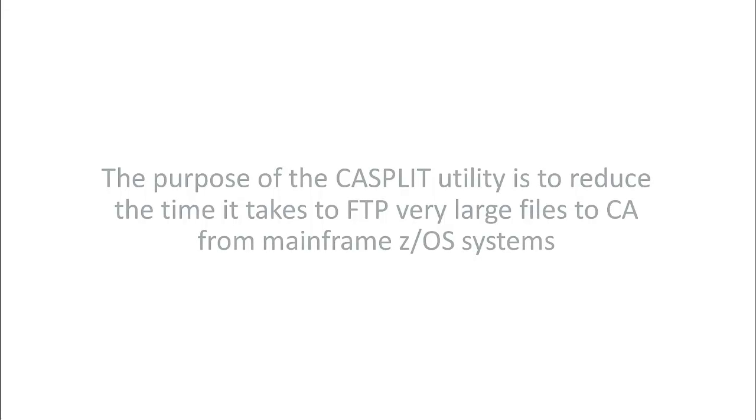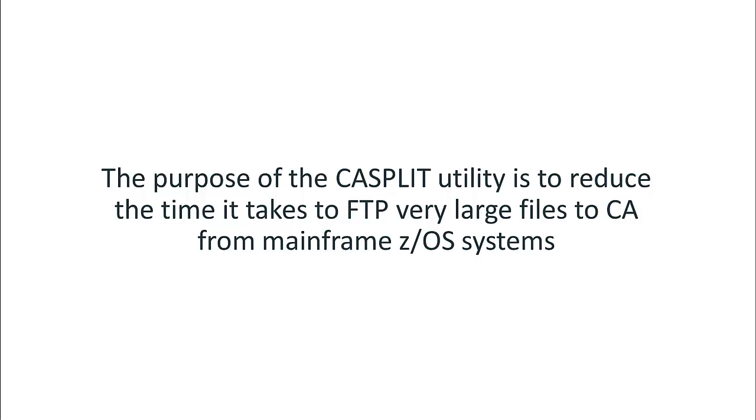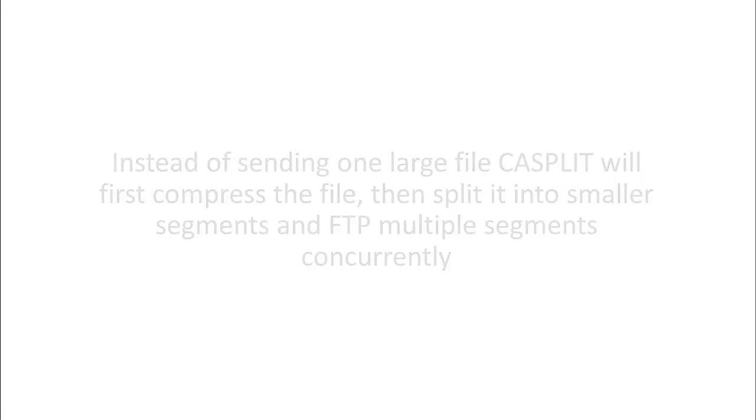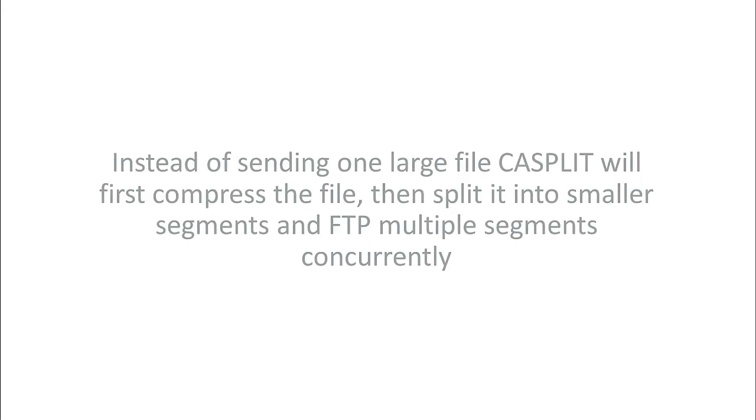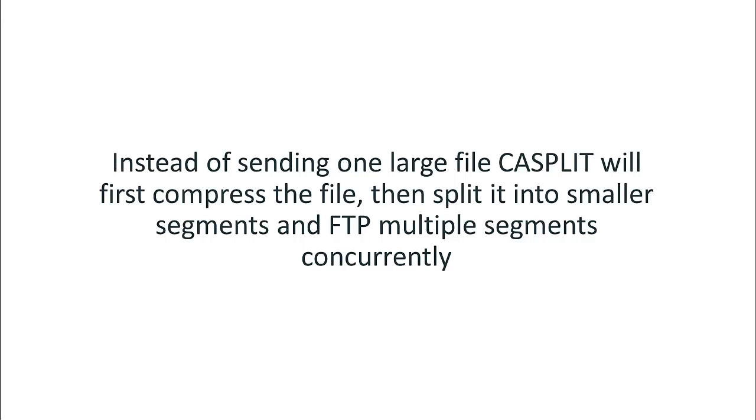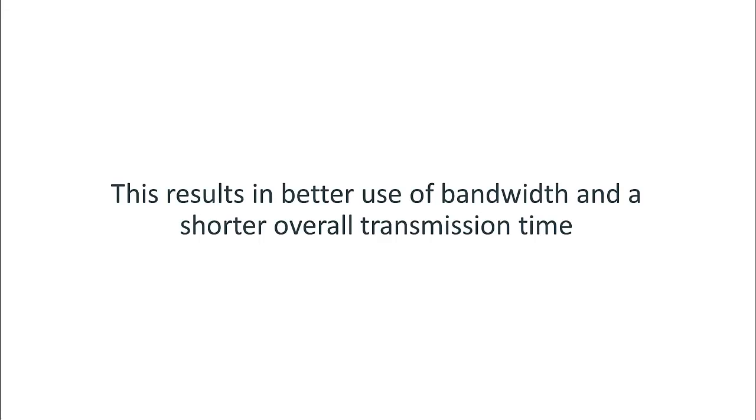In this video, we're going to learn how to use the CASPLIT utility. The purpose of the CASPLIT utility is to reduce the time it takes to FTP very large files to CA from mainframe z/OS systems. Instead of sending one large file, CASPLIT will first compress the file, then split it into smaller segments and FTP multiple segments concurrently.